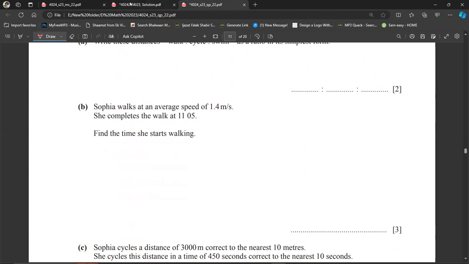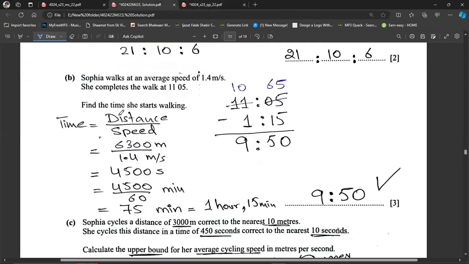And so I will find out how much time she walked, and then I will be able to tell when she started walking. So the time is equal to distance divided by speed. The distance she walked is 6,300 meters. The speed is 1.4 meters per second. So when you divide 6,300 by 1.4, you get 4,500 seconds.